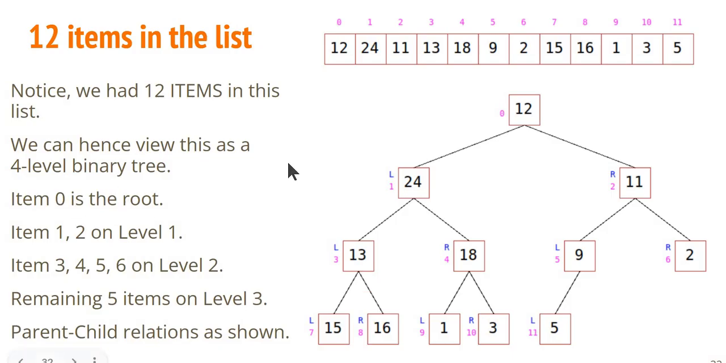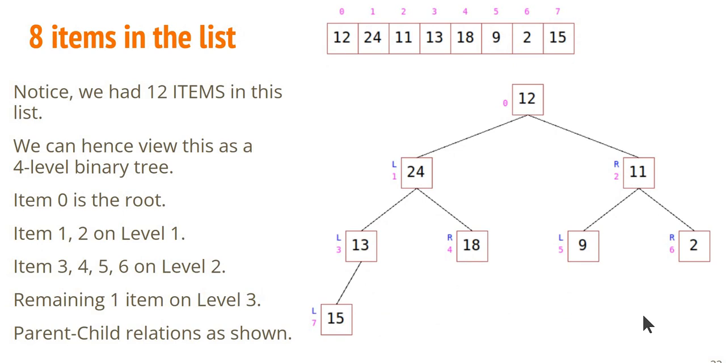So item 0 is on the root, items 1 and 2 on level 1, items 3, 4, 5, 6 on level 2. Now this would have happened, for example, with just 7 values. Remaining 5 values go to level 3, and the parent child relations are as shown. So 9, for example, has only one child, only a left child, this node here. This node here has no children.